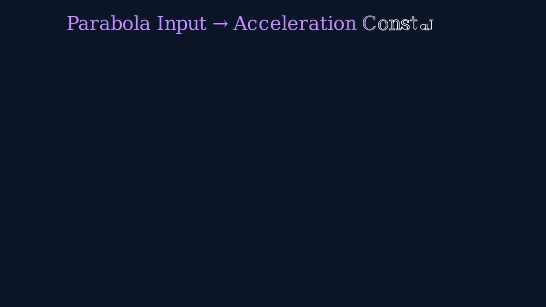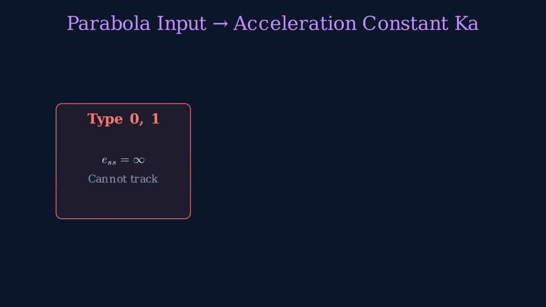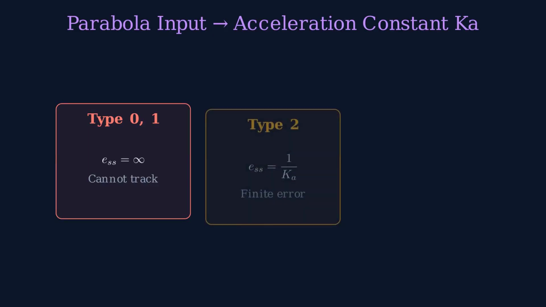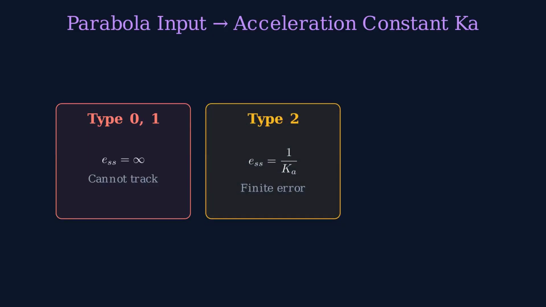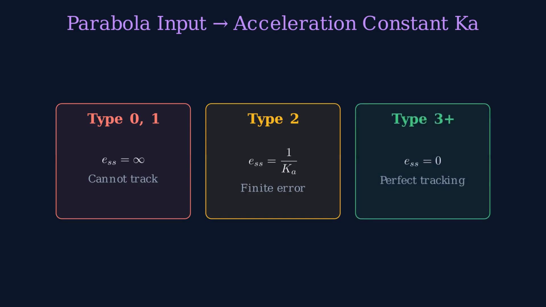For a unit parabola input, R(s) = 1/s³. The steady-state error becomes 1/Ka, where Ka is the acceleration error constant. Ka equals the limit as s approaches 0 of s² times G(s). Only a type 2 or higher system can track a parabola with finite error. Type 0 and type 1 systems both produce infinite error for parabolic inputs.